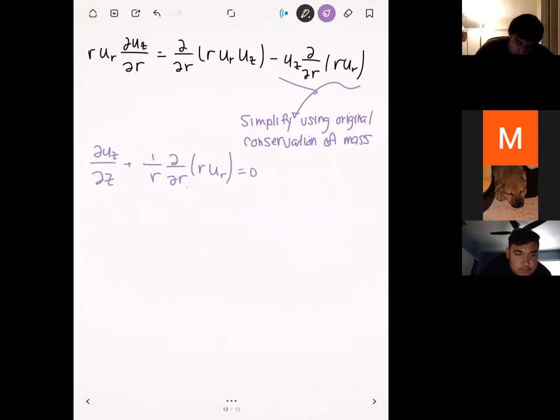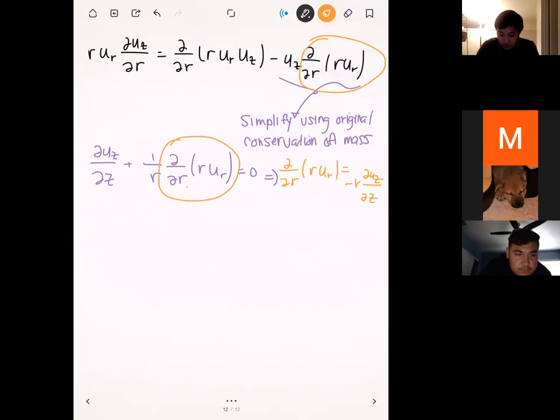From this expression, what we can say is that this term looks very similar to what we have up here, so let's solve for that. From continuity, partial r of r u_r is equal to minus r partial u_z, partial z. This is really nice because we've eliminated u_r from this expression. We're making a swap for u_r and u_z, and having everything in terms of u_z fits together really well. If we make this substitution, what we have then is the following.